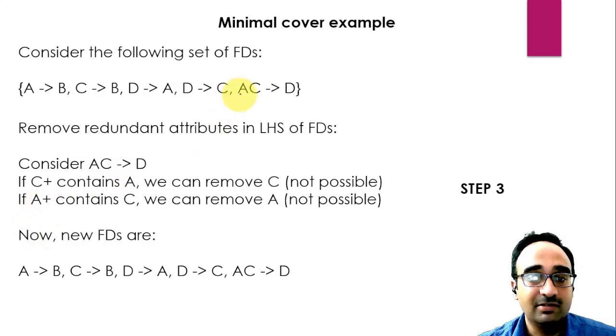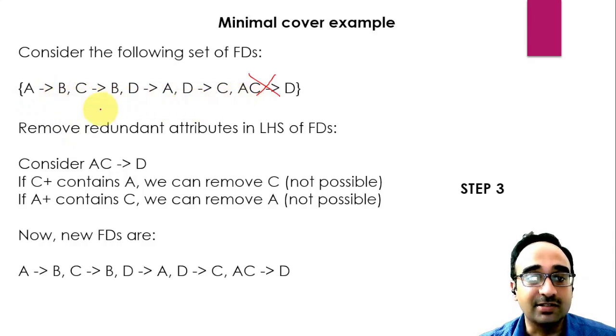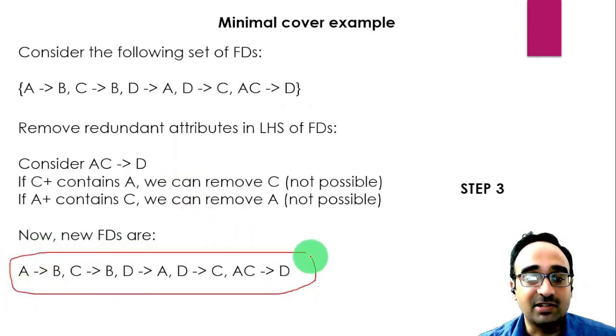Now similarly, calculate the closure for A. From A you get B, and from B you won't get anything else. That's all: A, B, right? C is not there in the closure. So that's why we can't remove A either. So we can't reduce this FD, right? This is the final set of FDs that we got after performing the 3 steps. This is called the minimal cover.